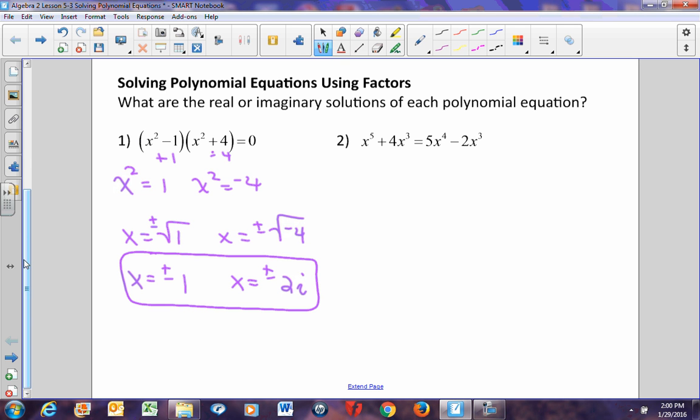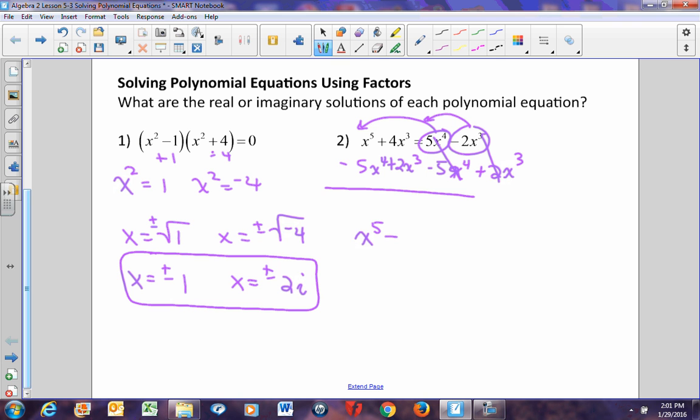Number 2, x to the 5th plus 4x to the 3rd equals 5x to the 4th minus 2x to the 3rd. First of all, we have to set this equal to 0, so I'm going to move the 5x to the 4th to this side, and I'm going to move the negative 2x to the 3rd to this side as well. So I will add the 2x to the 3rd, and I will subtract the 5x to the 4th. So essentially, x to the 5th minus 5x to the 4th, and 4x to the 3rd plus 2x to the 3rd is 6x to the 3rd, and this equals 0.